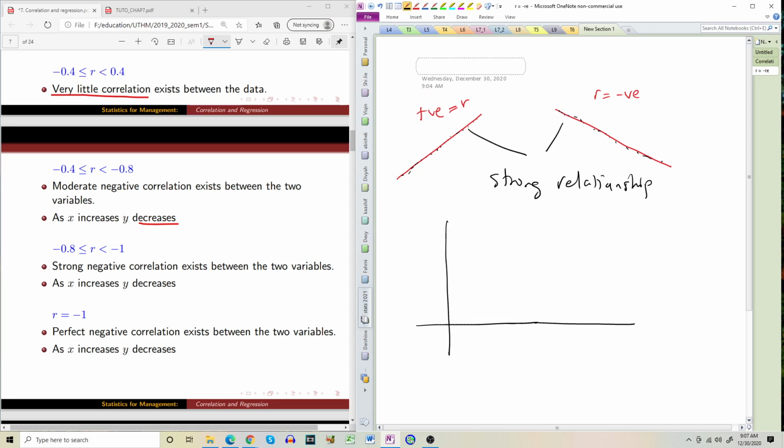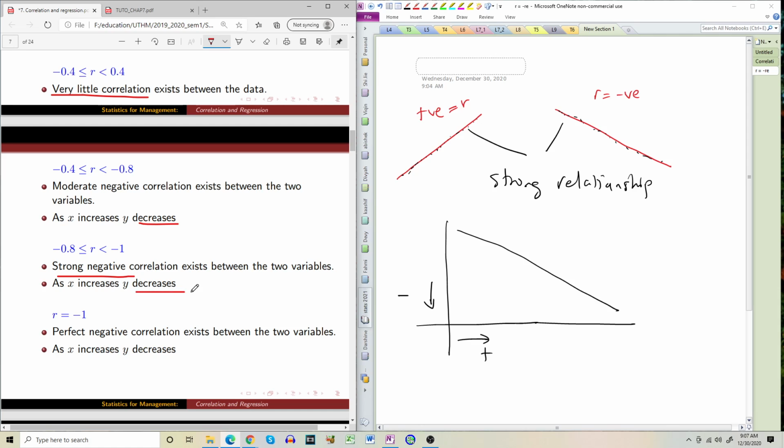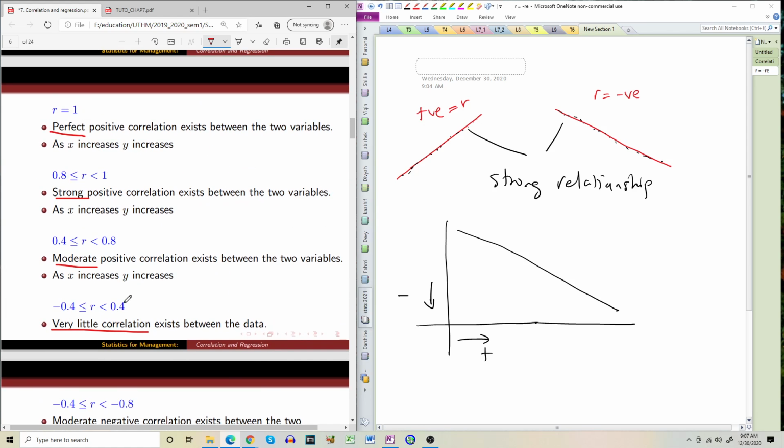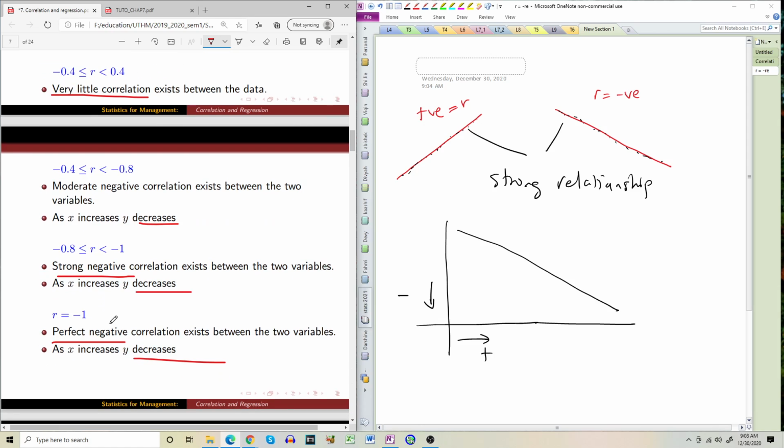As x increases, y decreases. How does it go? It goes like this, downwards, negative. And strong negative decreases, perfect negative decreases. I hope you guys understand. There are 1, 2, 3, 4, 5, 6, 7 categories. So we're going to compute the number now.